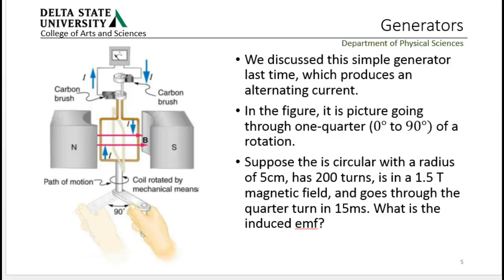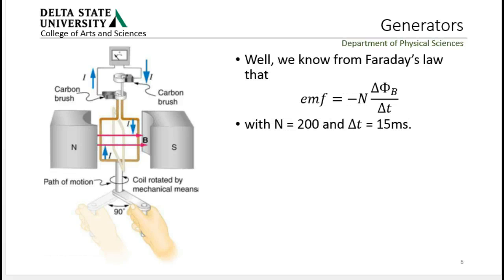So let's suppose that this is a circular loop with a radius of 5 centimeters and it has 200 turns, and it's in a 1.5 Tesla magnetic field. Again, it goes through a quarter of a turn in 15 milliseconds. That means it goes through a whole rotation in 60 milliseconds. We know from Faraday's law that the induced EMF is minus N times delta phi B over delta t. And we have N equals 200 and delta t equals 15 milliseconds.